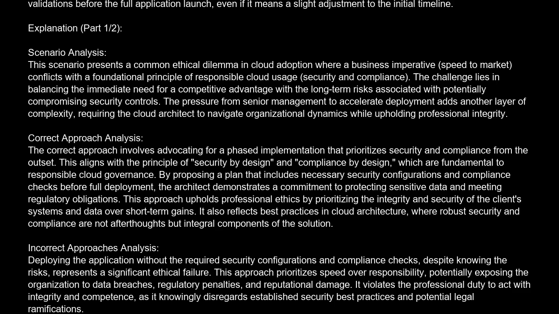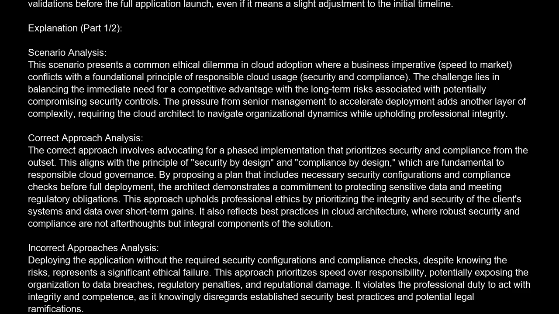Deploying the application without the required security configurations and compliance checks, despite knowing the risks, represents a significant ethical failure. This approach prioritizes speed over responsibility, potentially exposing the organization to data breaches, regulatory penalties, and reputational damage. It violates the professional duty to act with integrity and competence, as it knowingly disregards established security best practices and potential legal ramifications.